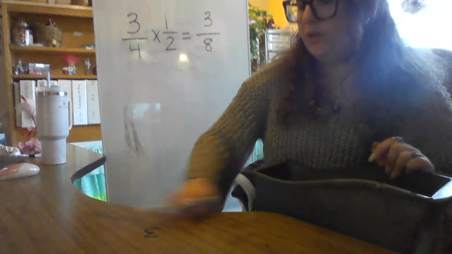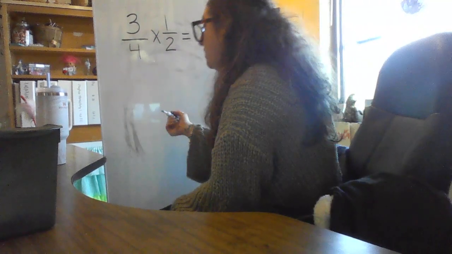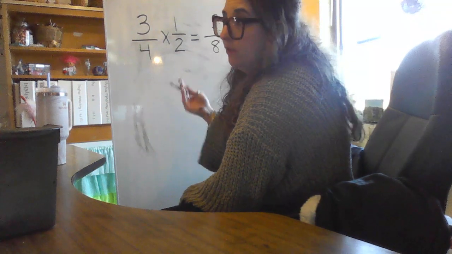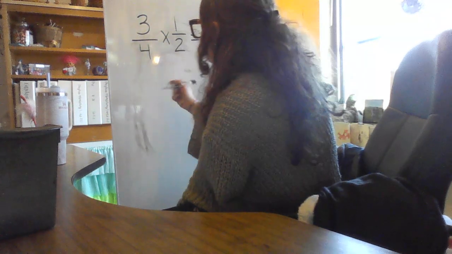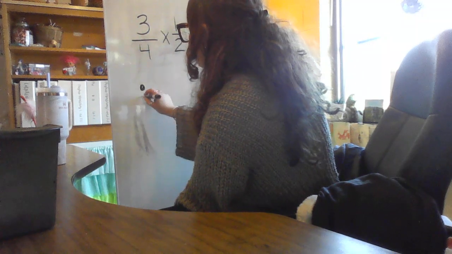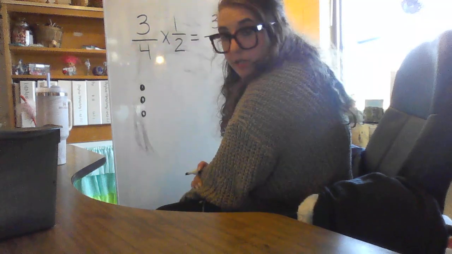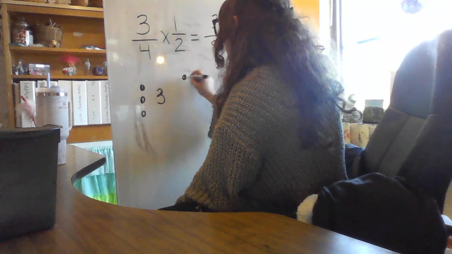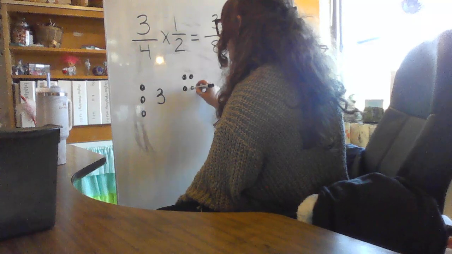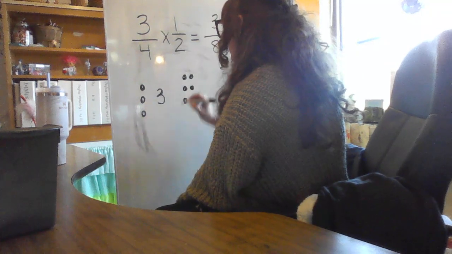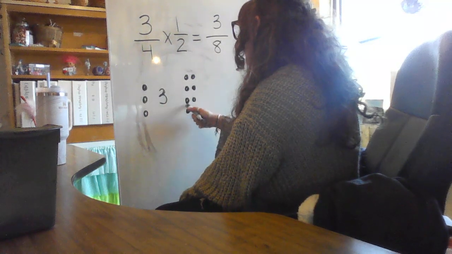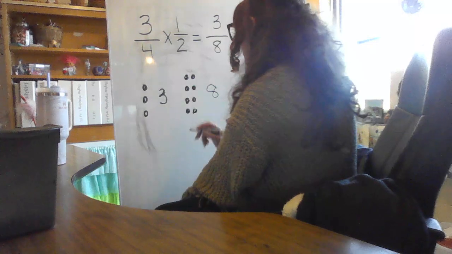Another way that you can do it is to draw out your problem. We have 3 groups of 1. Again, you're doing those same two multiplication problems over and over again, just in different ways. 3 groups of 1: 1, 2, 3. 4 groups of 2: 1 group of 2, 2 groups of 2, 3 groups of 2, and 4 groups of 2, and that makes 1, 2, 3, 4, 5, 6, 7, 8. So 3/8 again.